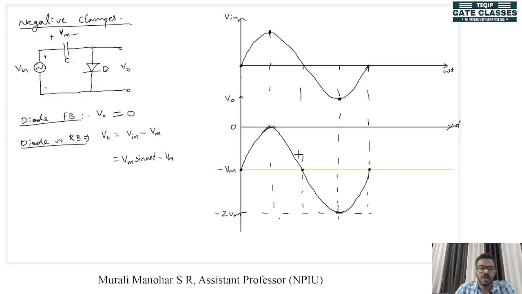So this is the output voltage of a negative clamper. In terms of magnitudes, the minimum magnitude is 0 and the maximum magnitude is 2 Vm. Okay, so this is a negative clamper. With that, we have already seen different diode circuits. We have some more diode circuits to discuss, and before that, we'll do some problems.